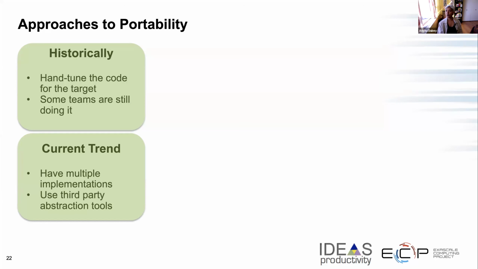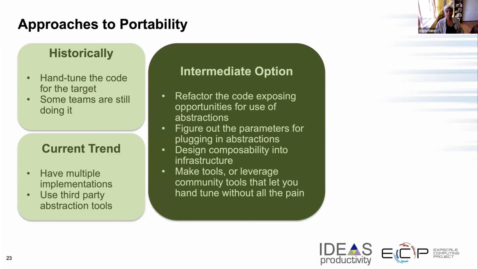However, more and more people are coming to the conclusion that neither of those in the current trend, having multiple alternatives or using third-party abstractions that completely hide all of the detail and leave all the domain knowledge on the table, might be the best solution. So there is an intermediate option. This intermediate option is for people to know and understand their code and refactor the code whereby they expose opportunities for use of abstractions.